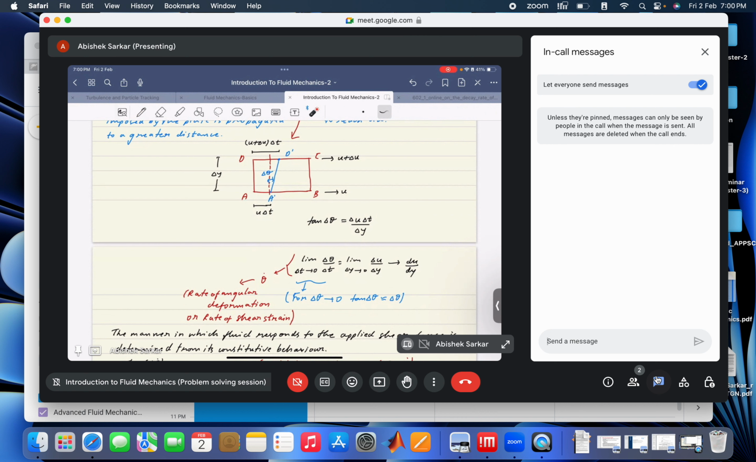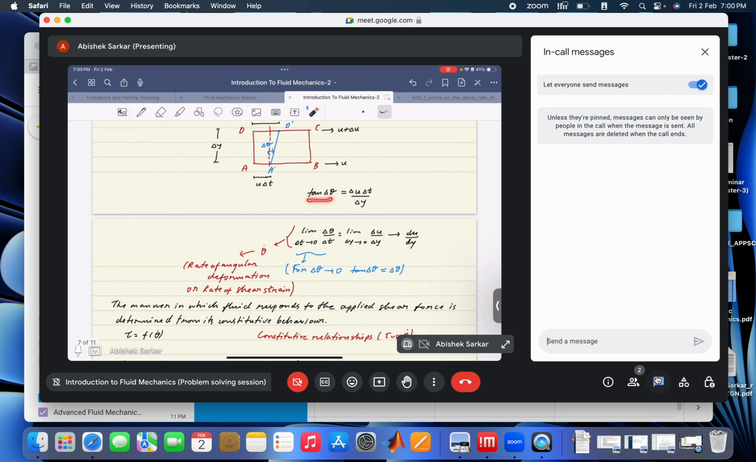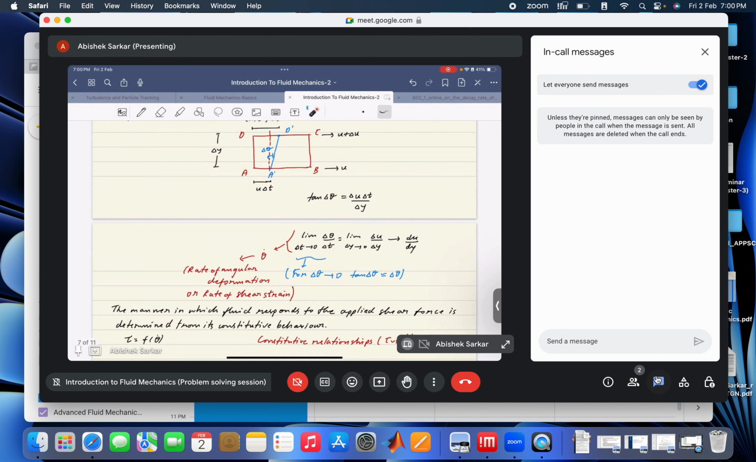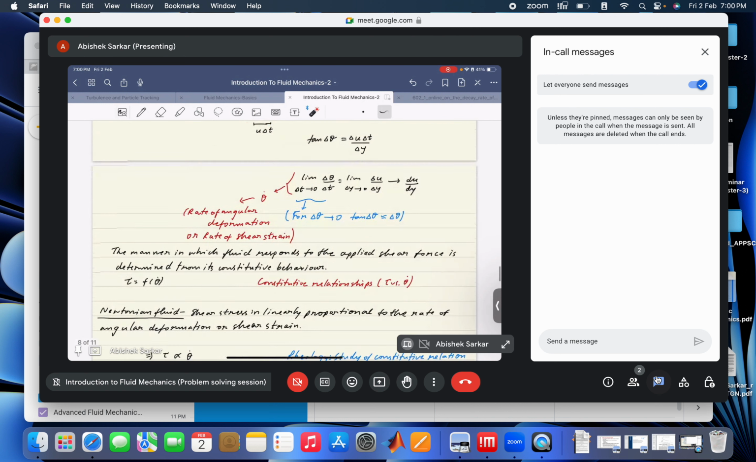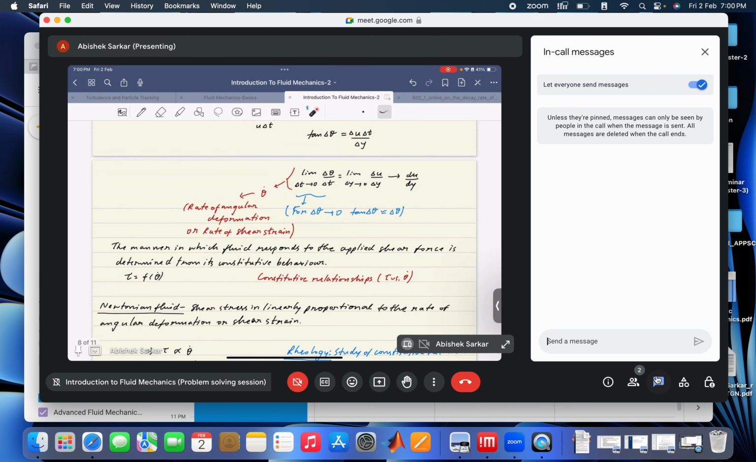Why? Because we consider the parameters to be continuous, right? Because we know if a function is continuous, it may or may not be differentiable. But if a function is differentiable, it must be continuous. So that's why. And again you may ask why delta theta and why not 10 delta theta? Because right now we are just considering a very small differential displacement. So if delta theta tends to 0, then tan delta theta would be equal to delta theta. So right now, the rate of angular deformation or rate of shear strain is given by du by dy in the case of a particular fluid element.